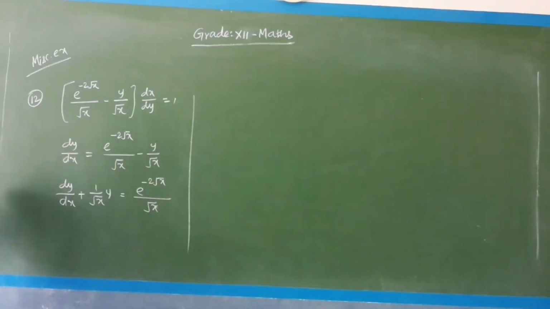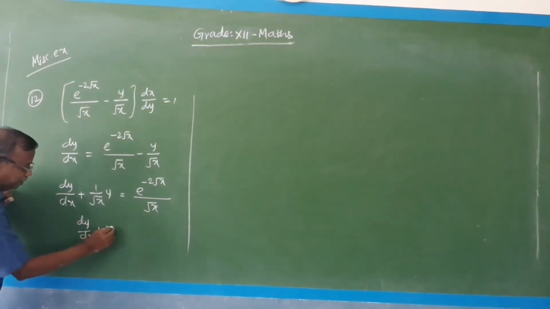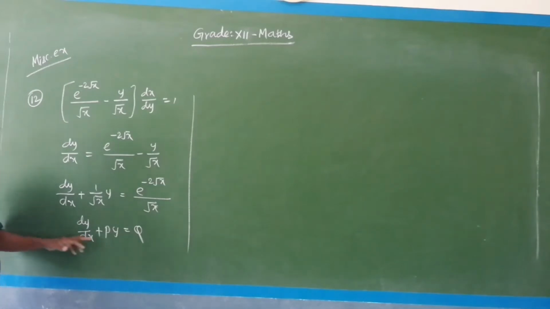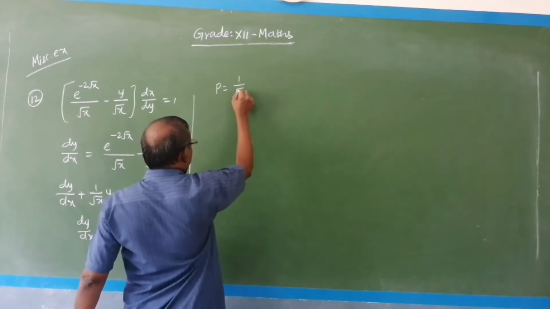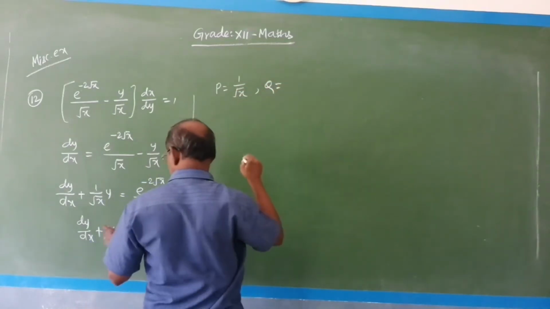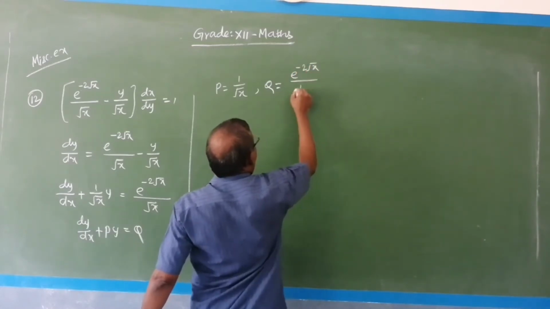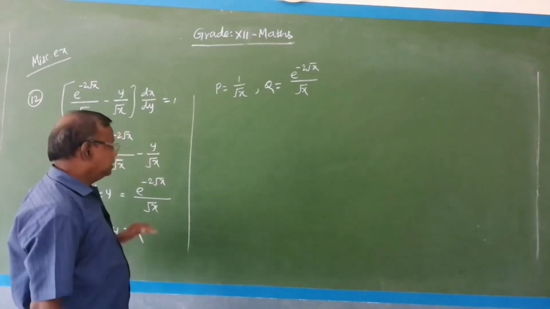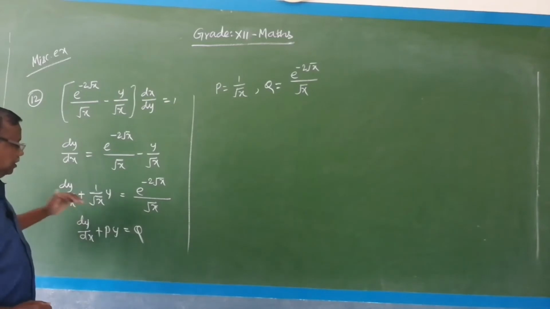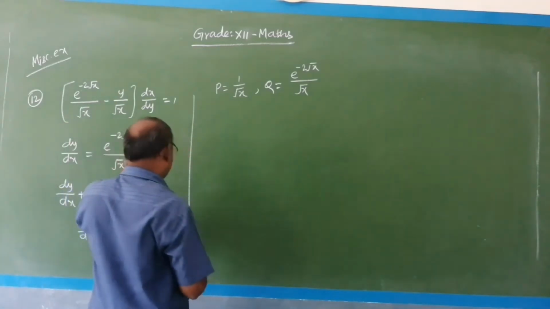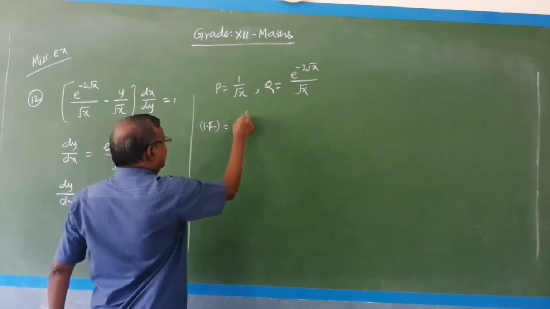So the equation now is in the form of dy by dx plus py equal to q, where p equal to 1 by root x, and q equal to e power minus 2 root x divided by root x. This is a linear differential equation of first order, first degree. So we have to find the integrating factor first. Integrating factor means e power integral p dx.